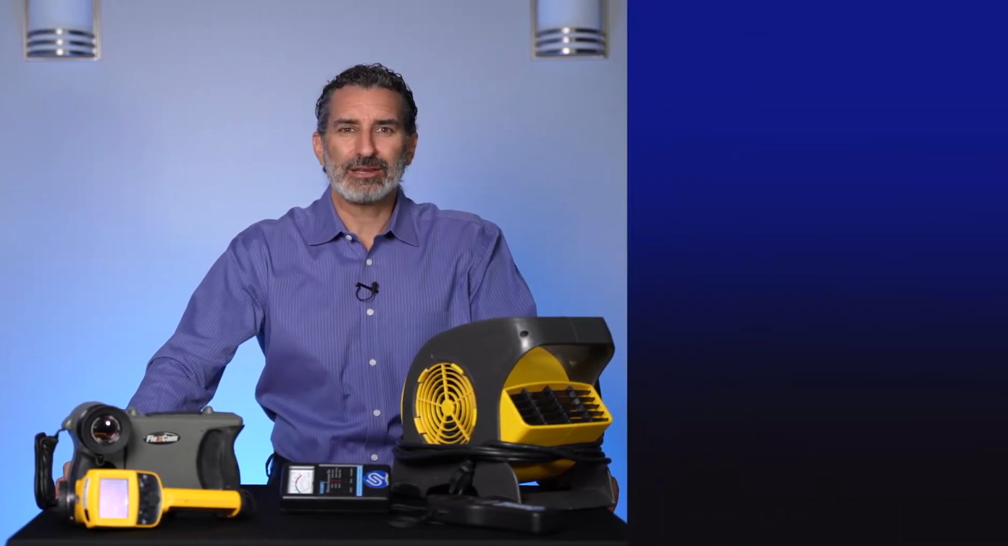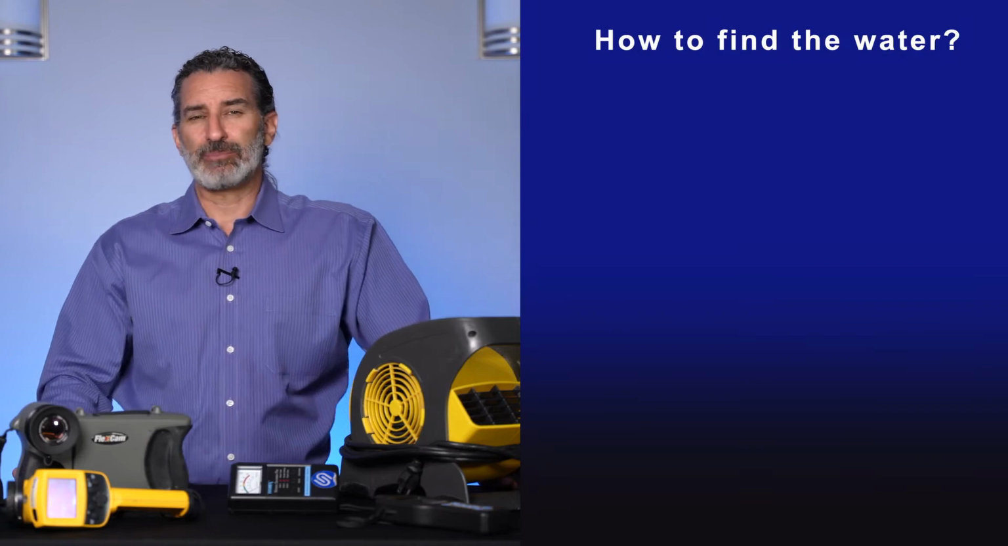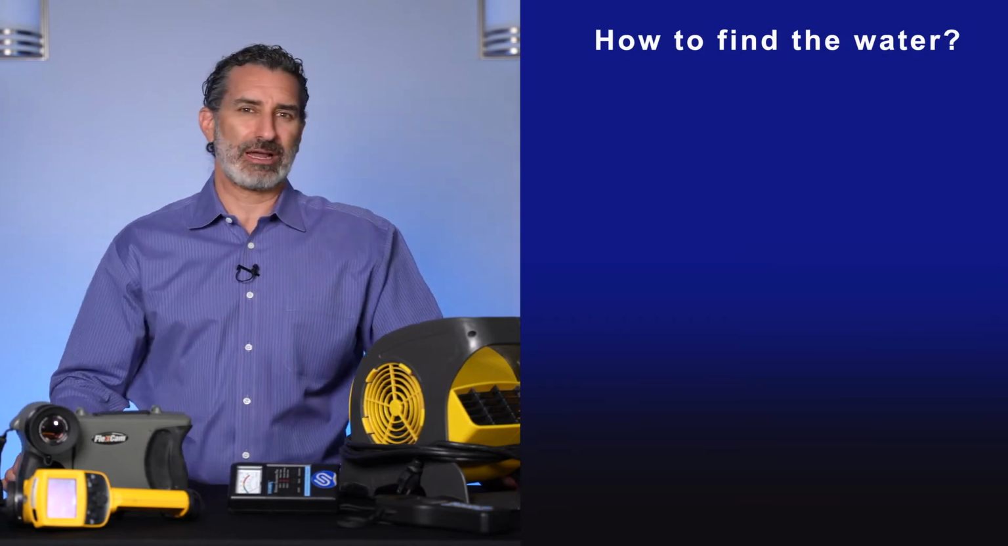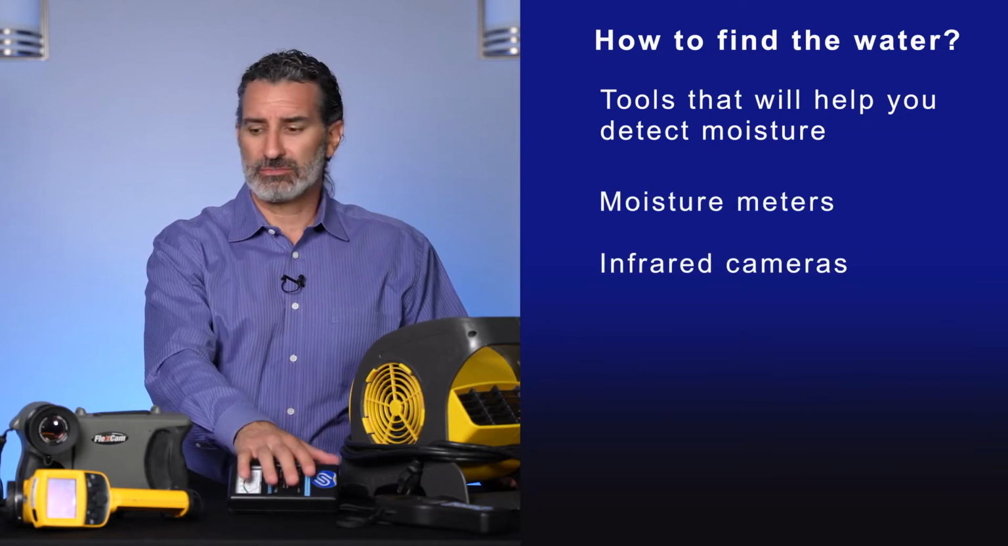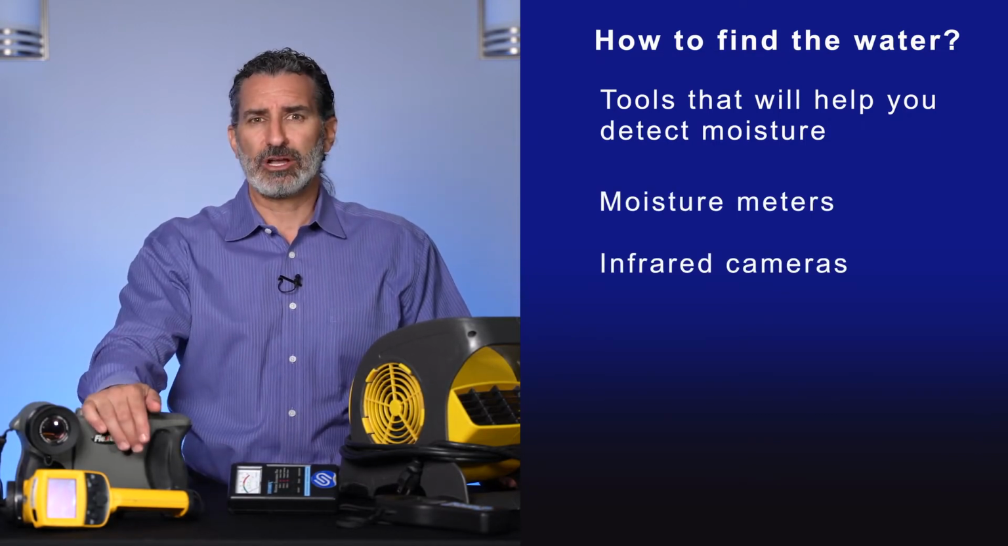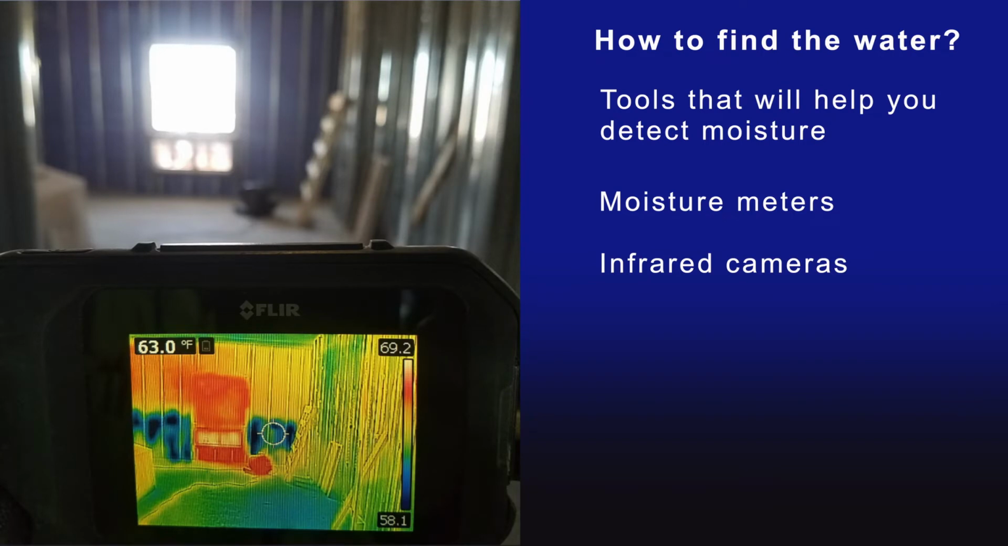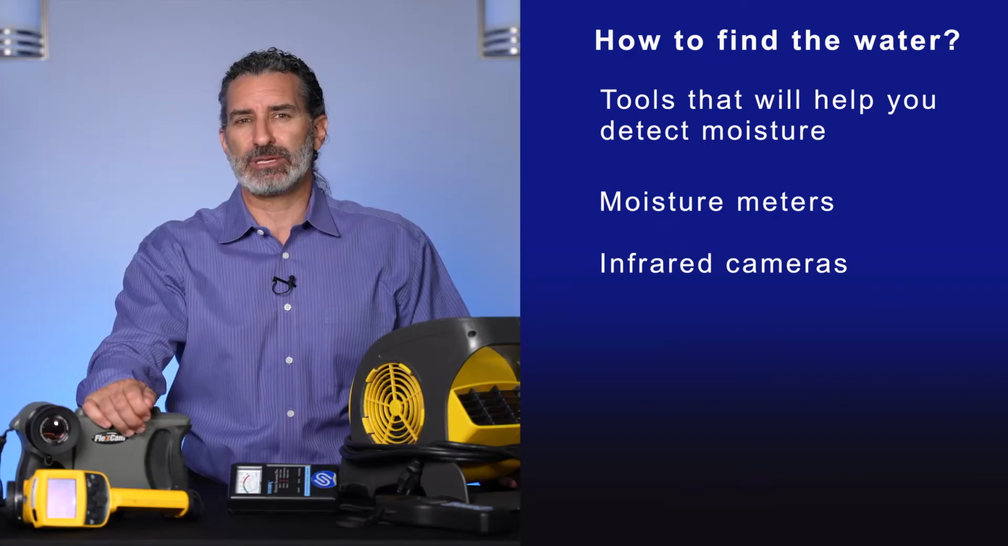So we've talked about the basics. Now let's get into a little more detail on addressing a water event in your building. Moisture mapping. We need to find the water. Just because something appears dry does not mean that it is dry. There are tools that you should have in your arsenal, such as moisture meters or infrared cameras, that will help you determine when building materials are wet when they may not obviously be wet.